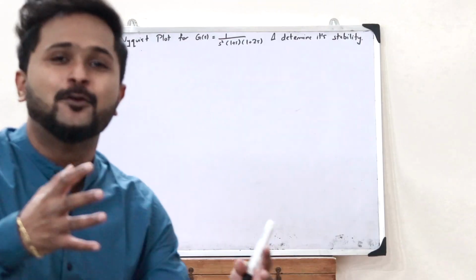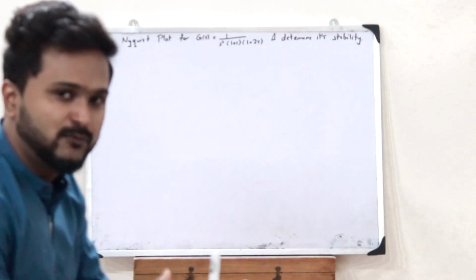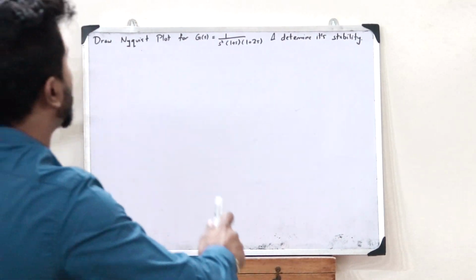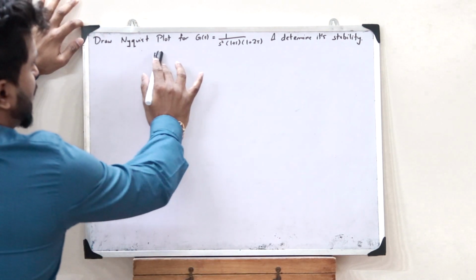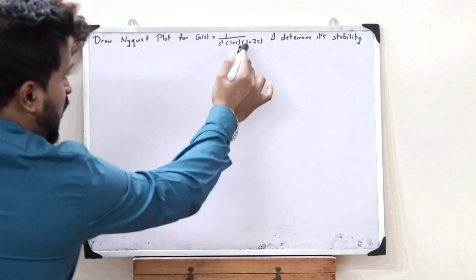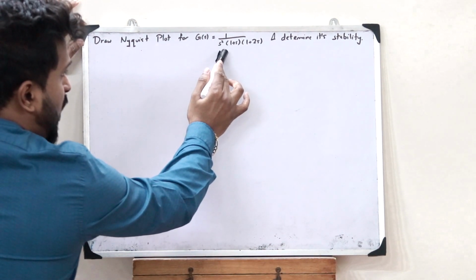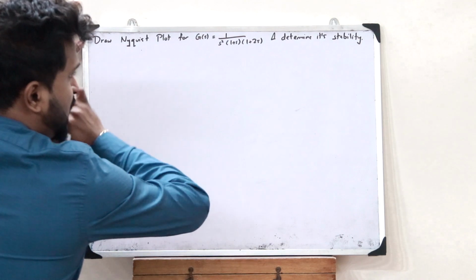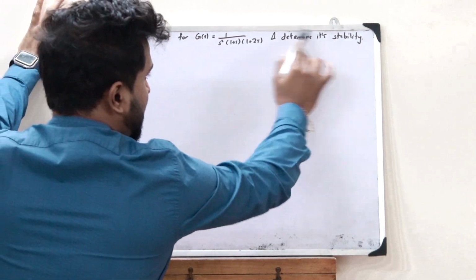So let us ask ourselves that obvious question. How do you check the stability of a control system by plotting the Nyquist plot? Well, let's find out. In order to understand how we find the stability of a particular control system using the Nyquist plot, let us consider this example. Draw the Nyquist plot for the open loop transfer function G(s) = 1 divided by s squared into (1 + s) into (1 + 2s) and determine its stability.